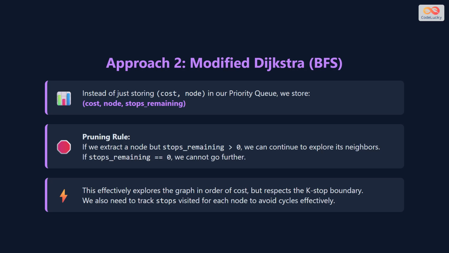Alternatively, we can modify Dijkstra's algorithm or use a breadth-first search. Instead of just tracking the cost and node, we must also track the number of stops remaining in our state. This allows us to revisit a node if we find a path that uses fewer stops, even if it currently costs more.